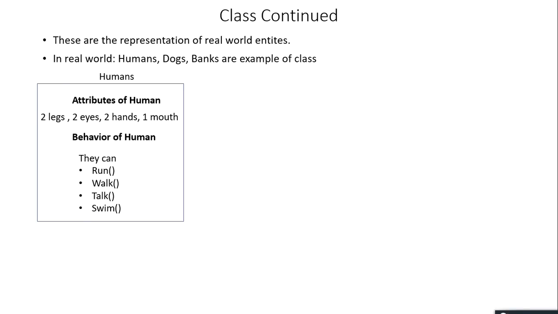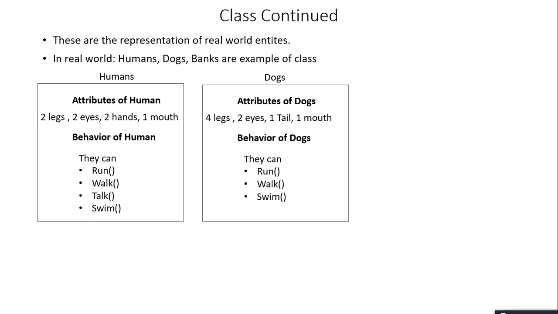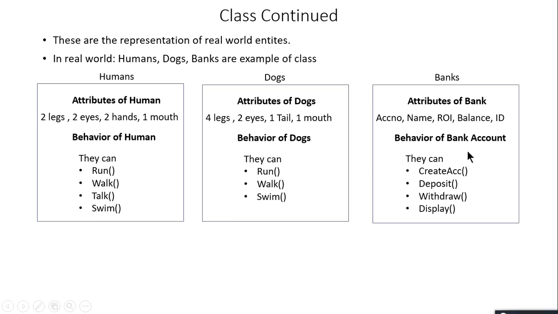Once we do that, same you can think of a dog. So attributes of a dog are four legs, two eyes, one tail, one mouth. What they can do is they can also run, walk and swim, but they cannot talk. So you can also consider a dog as a class. And similar to that, you can create a bank, any bank, American bank, Canadian bank, Indian bank, SBI bank. Every bank has these attributes like account number, name, rate of interest, balance, ID. And the behavior of the bank account, what you can do in a bank: if you have the account, you can create an account, you can deposit your money, you can withdraw your money, or you can display the balance you have in your bank account.